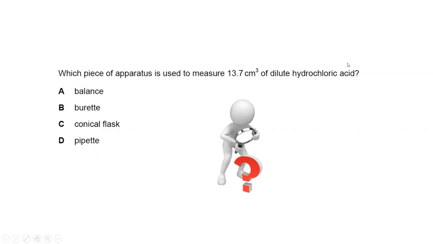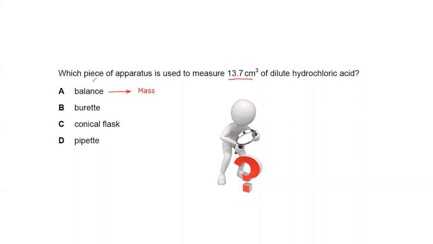The correct answer for this question is B. But why is B the right answer? Look, a balance. What is the purpose of the balance? A balance is used to measure the mass of an object. So it cannot be balance, because we want to measure a volume.